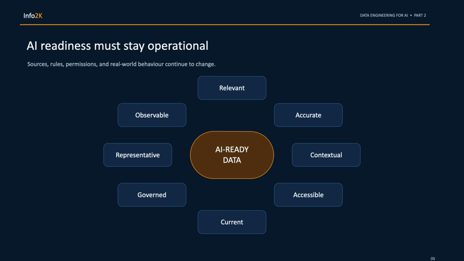Relevance can change when the business objective changes. Accuracy can deteriorate when an upstream integration fails. Context can be lost when new fields arrive without documentation. Accessibility can fail when an API or pipeline changes. Currency depends on refresh and version management processes. Governance must respond to new users, policies, and regulations. Representation may shift as the real population changes. Observability tells us when these problems begin.